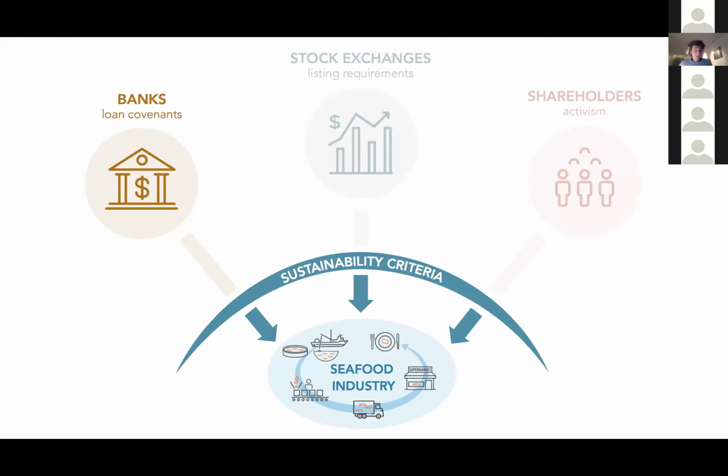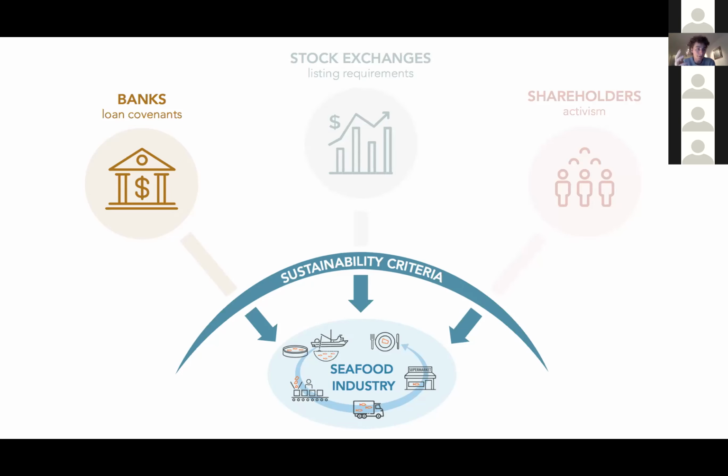So first, let's start with banks. Banks are quite fascinating because they hold great potential for promoting sustainability, given their ability to monitor companies in detail and especially to tailor loan terms. So regardless of a firm's ownership structure, whether the company is public or private, bank loans dominate external financing in the world's major economies. And they are therefore essential to the operation of seafood companies.